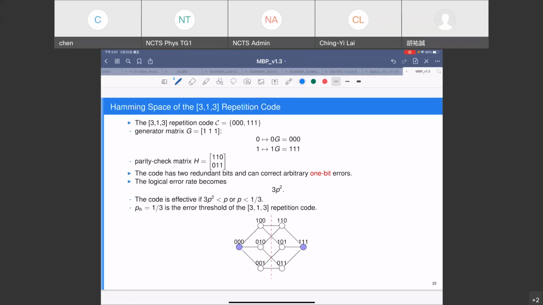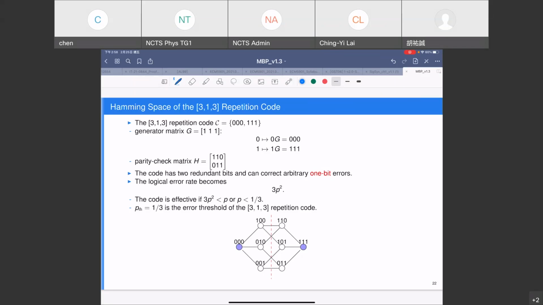If a bit flip error occurs, 000 will become 100, 010, or 001, right? If there are 2 bit errors, 000 will become 110, 101, or 011. But usually a single bit error is more likely than a 2-bit error. So when you see these 3 points, you will determine that it is 0, and when you see these 4 points, you will say this is 1. This is the basic decoding rule.